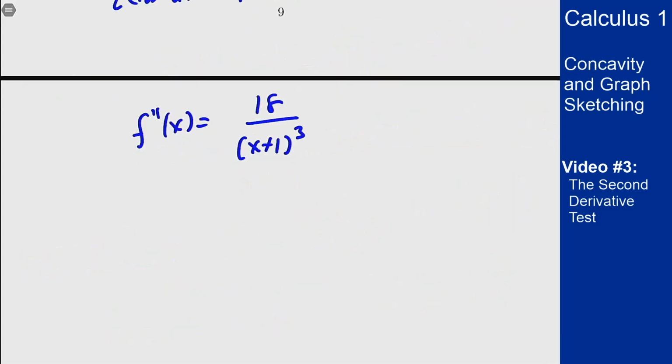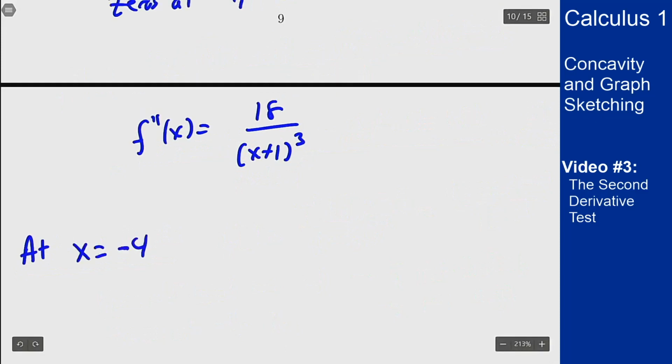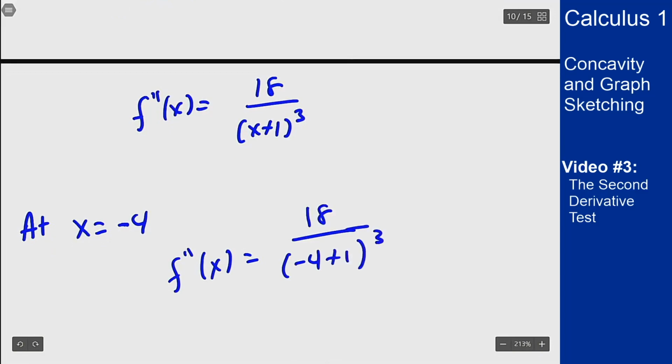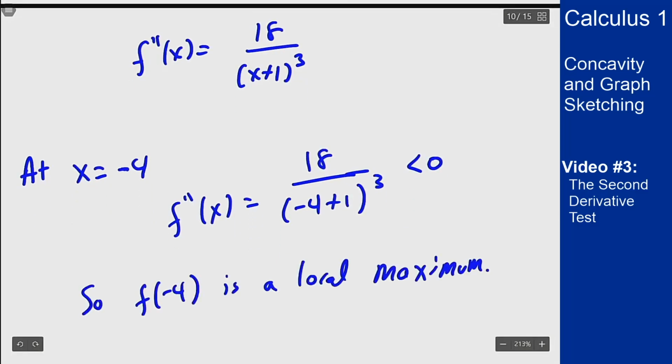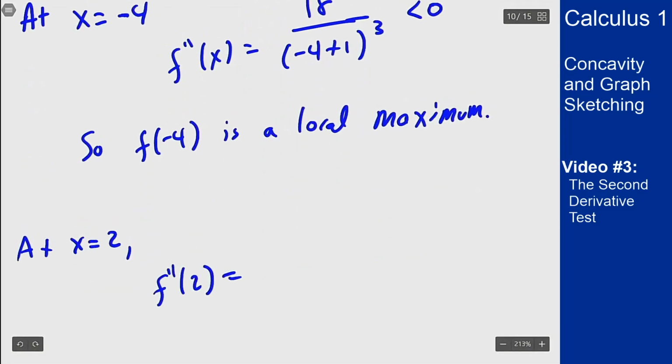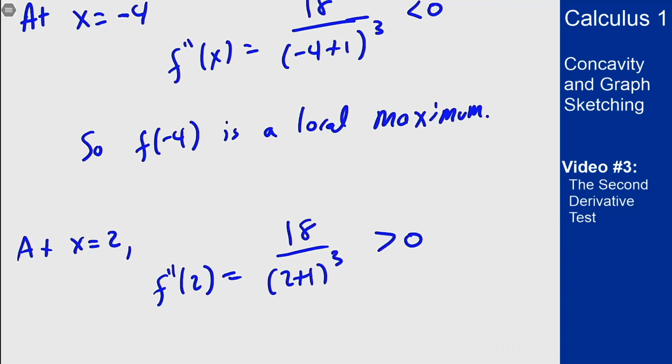With our second derivative, we can then figure out, based on the second derivative test, if these are local max or local mins. So at x equals -4, f double prime is 18 over -4 plus 1 cubed. That's a positive over a negative on the bottom, so that number is going to be negative. Hence, this point is a local maximum. For the other point at 2, f double prime at 2 is 18 over 2 plus 1 cubed. That's positive over positive, a positive number. Therefore, f of 2 is a local minimum.